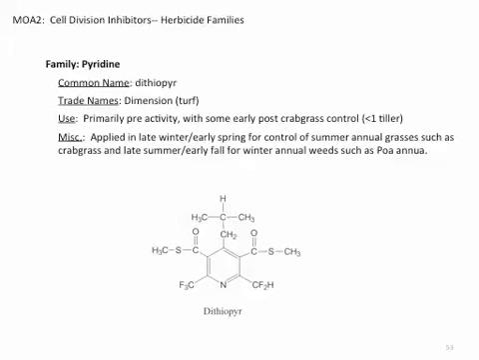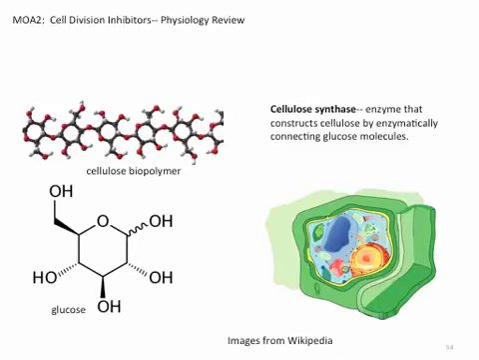Okay, so that ends up our mitotic inhibitors. The dinitroanilines inhibit tubulin, which stops the spindle fiber formation. Dithiopyr inhibits the microtubule associated protein, which stops spindle fiber formation, but they essentially are doing pretty much the same thing. Okay, let's go back to cellulose.